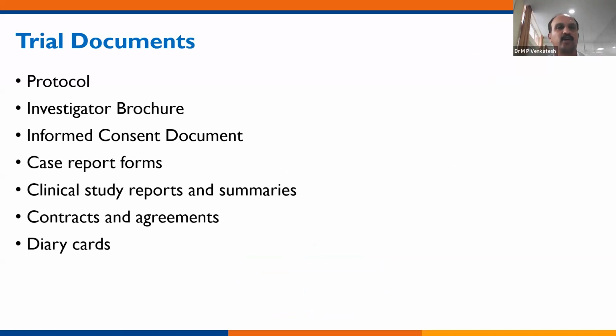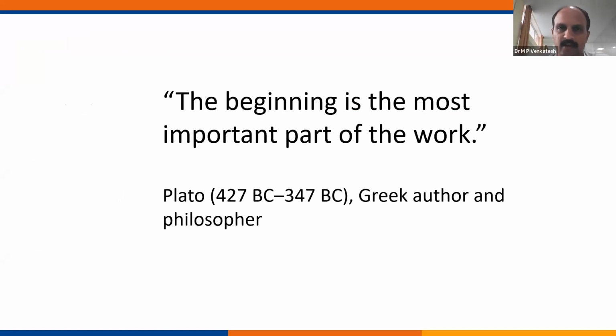There are different trial documents. That means the documents which are required for the conduct of a clinical trial. The first and foremost document is the protocol, or what we call the clinical trial protocol. The second one is the investigator's brochure. We call it as IB. You have the informed consent document, case report forms, in short, we call it as CRF, the clinical study reports and summaries, contracts and agreements, and even diary cards. There are many other numerous documents which have to be done before the actual start of the clinical trial.